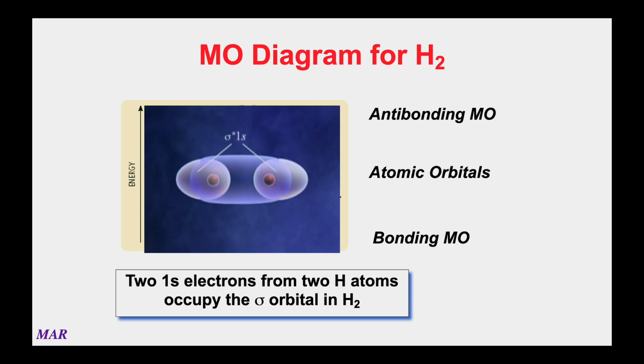The sigma star 1s antibonding molecular orbital consists of two lobes. The majority of the space occupied by the two lobes does not lie between the two nuclei. In this molecular orbital, the region between the two lobes is known as a node. Electrons in this orbital would actually draw the two nuclei apart by electrostatic forces. Hydrogen has no electrons in this antibonding molecular orbital.